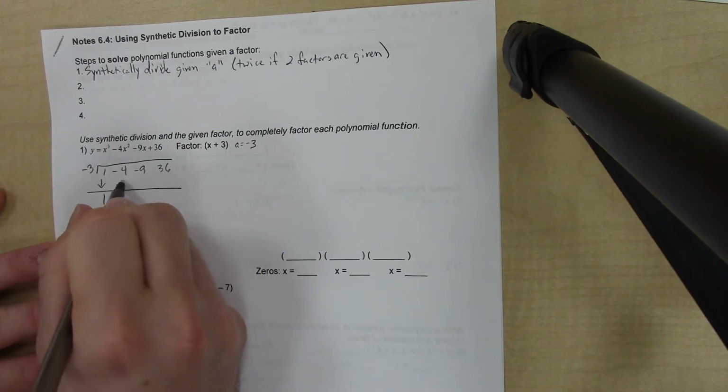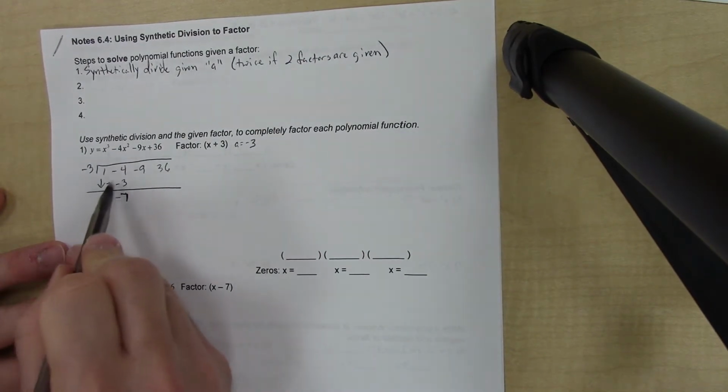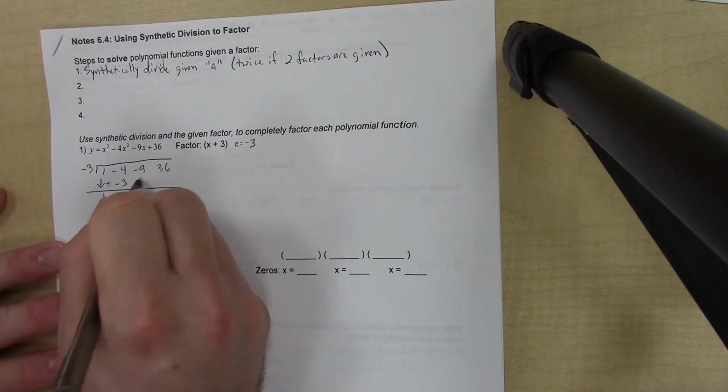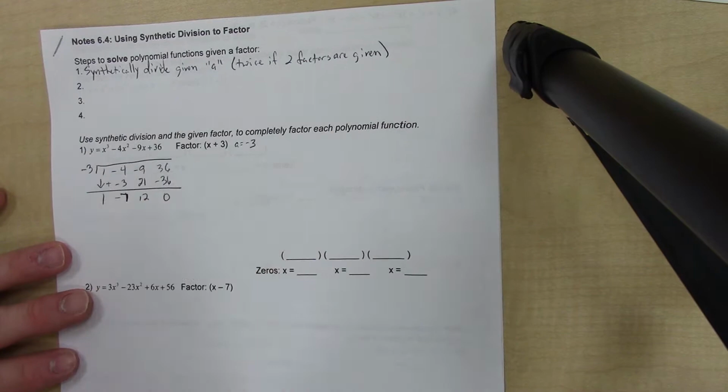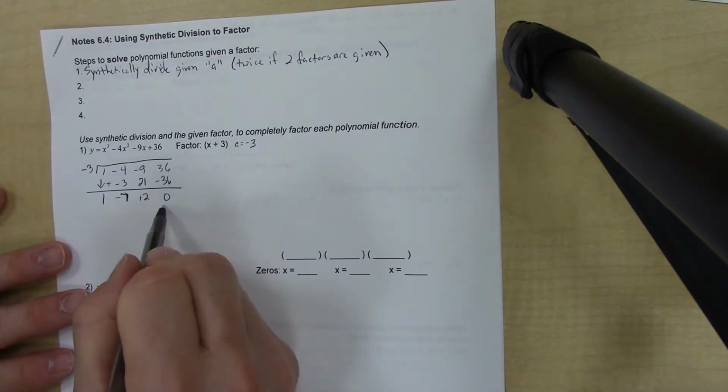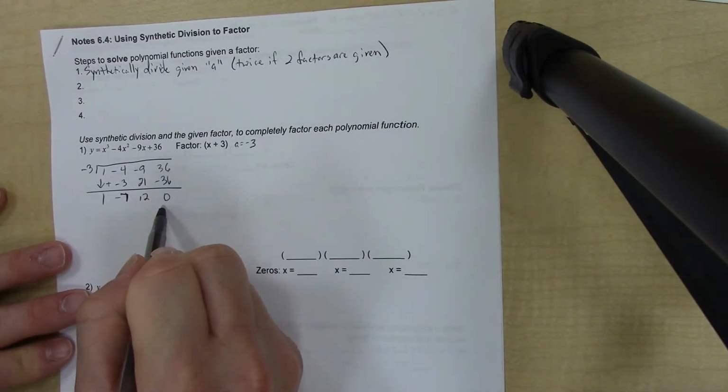Then it is just multiply, add, sorry, not -1 there because I'm adding -4 plus -3. Multiply, add, multiply, add. Everything on today's assignment, sorry I'm bumping the table, should have a remainder of 0. If you don't get a remainder of 0, you did something wrong, okay? So there's my first step.